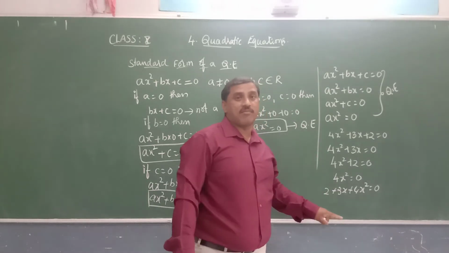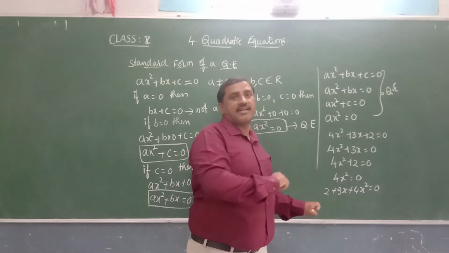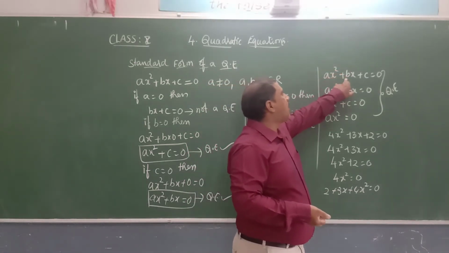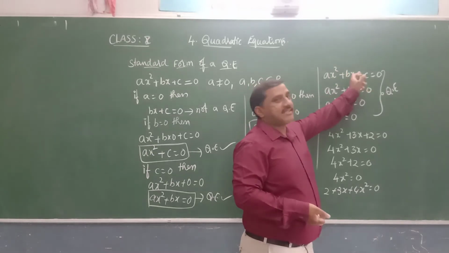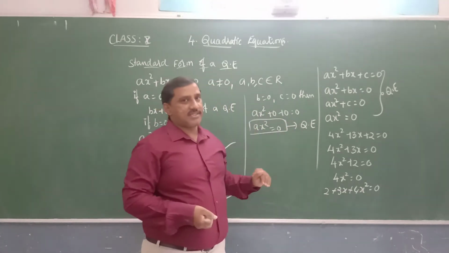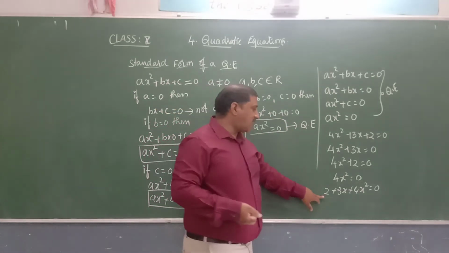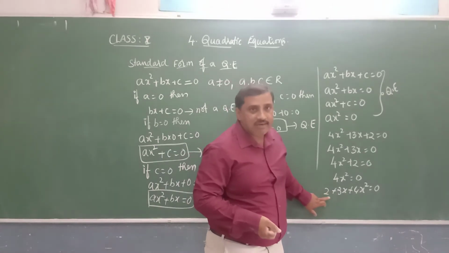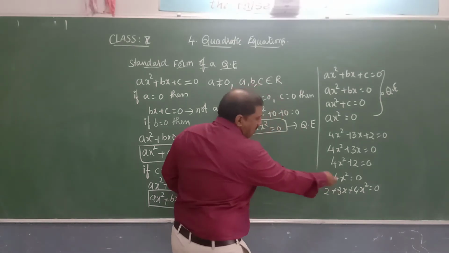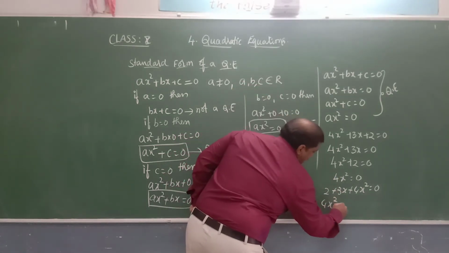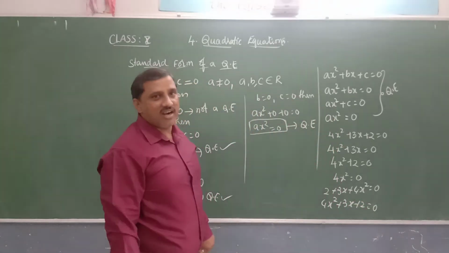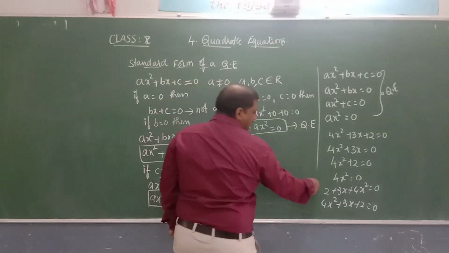form. In the standard form of a quadratic equation, the terms are written in decreasing order of their powers: ax², x to the power of 2, then bx, x to the power of 1, then c, x to the power of 0. That is the standard form. The standard form of this equation is 4x² + 3x + 2 = 0.